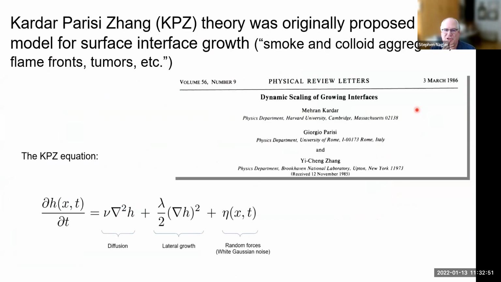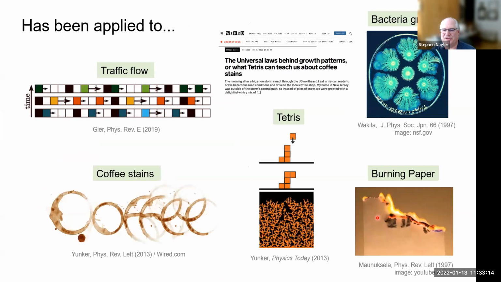So this KPZ theory was actually a classical theory that described the growth of interfaces. It was published back in 1986 and basically gives an equation for the growth of interfaces, which includes some diffusion, lateral growth, and some noise. It's been applied in all kinds of situations for different classical models, everything from traffic flow to Tetris to burning paper, coffee stains, etc. So it's a well established model.